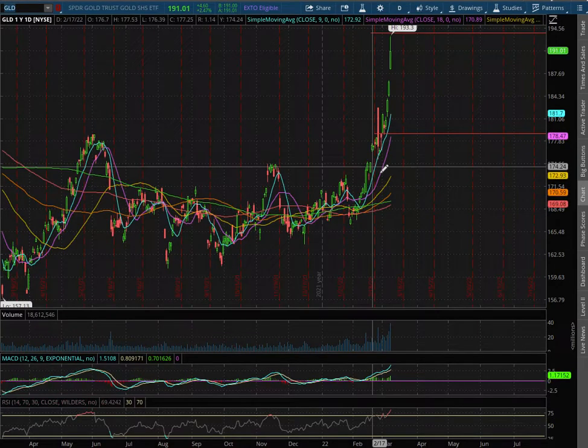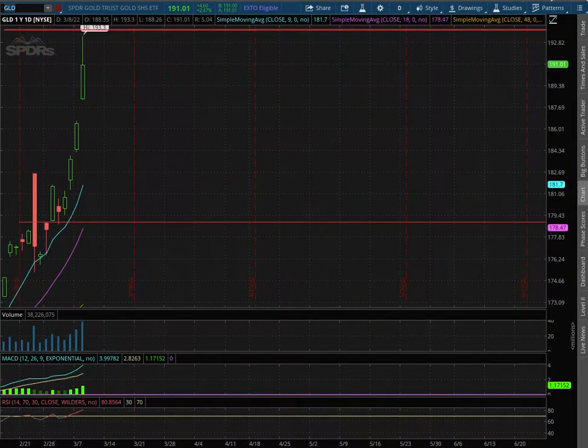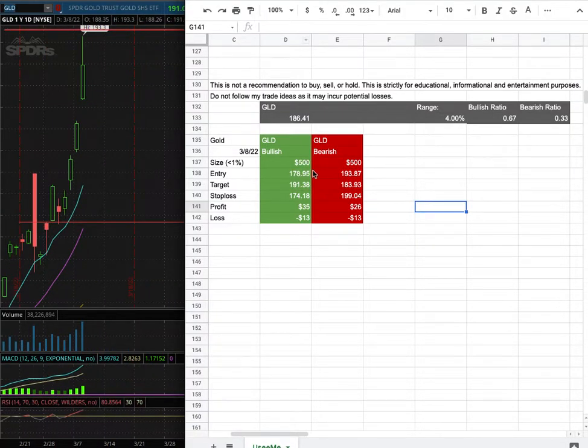As with the trade idea, I'll be trading GLD. My trade position size is less than 1% of my portfolio. My long entry is at $178.95, and that is this range here. My sell target is at $191.38. My stop loss is at $174.18.